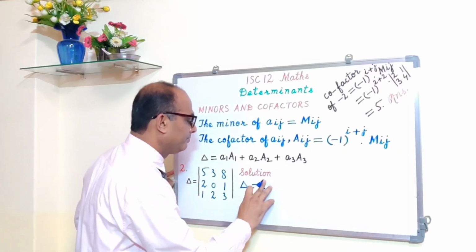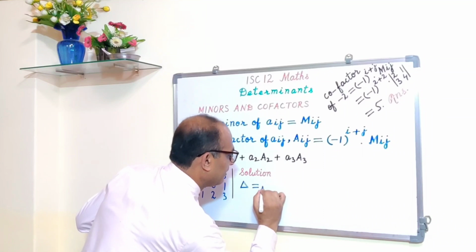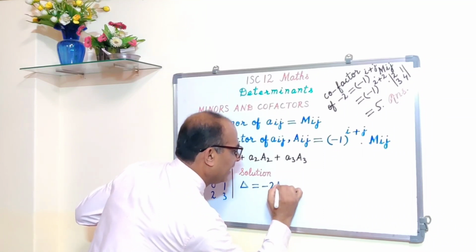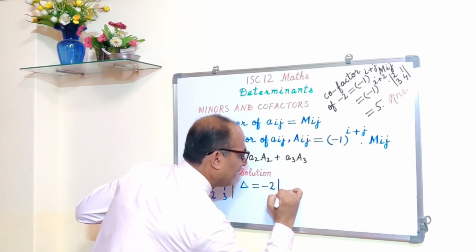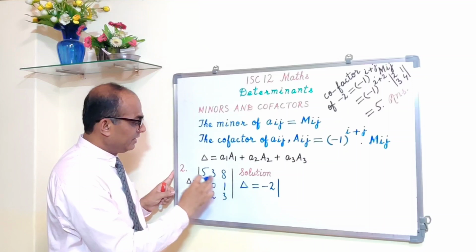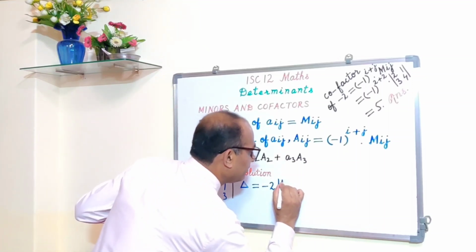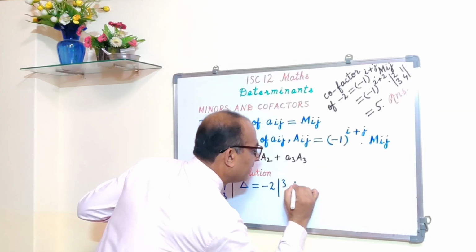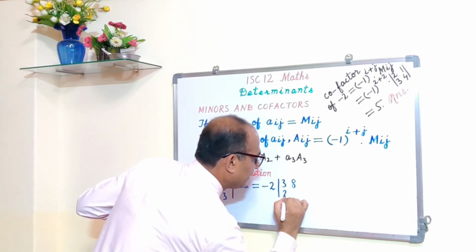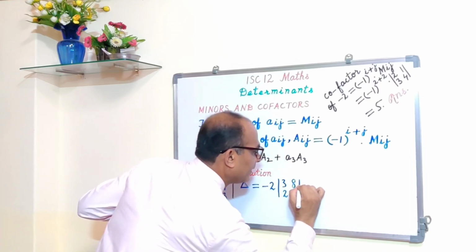So we can write down minus, and this 2, that means this row disappears and this column disappears. So we are getting 3, 8, 2, 3.